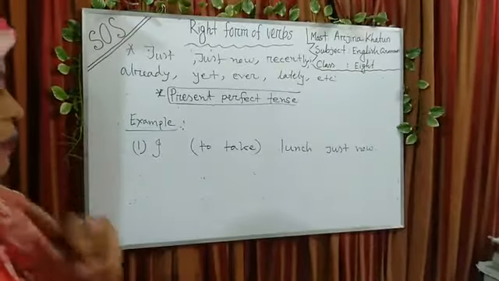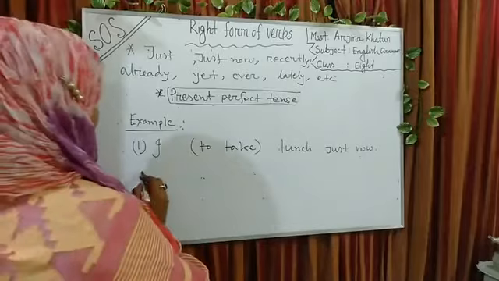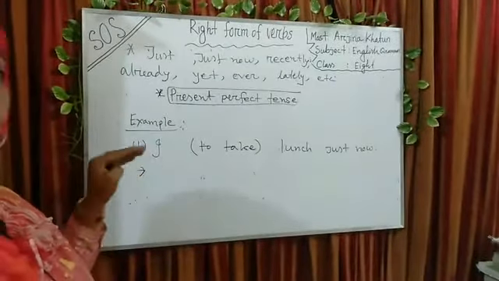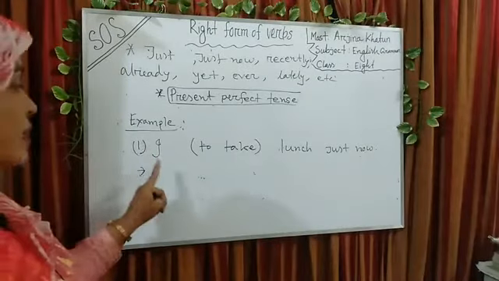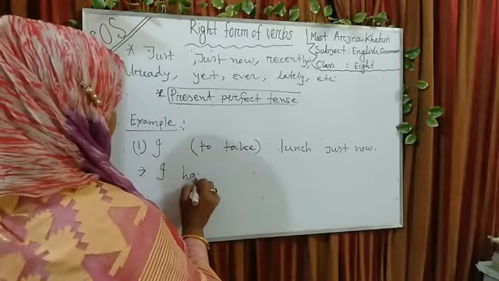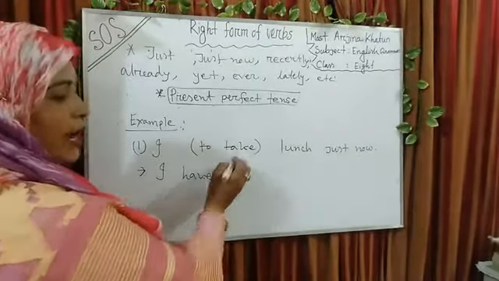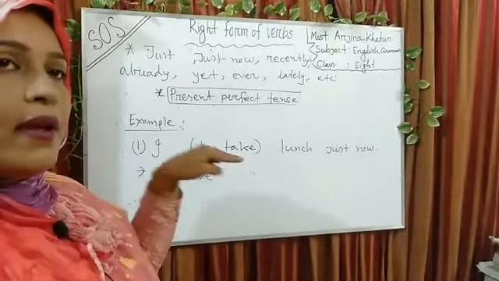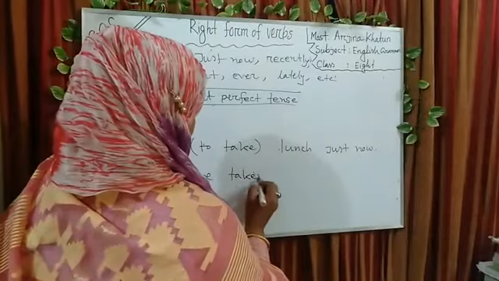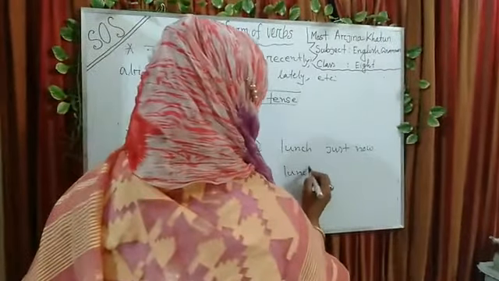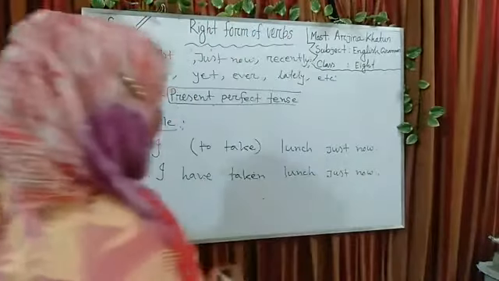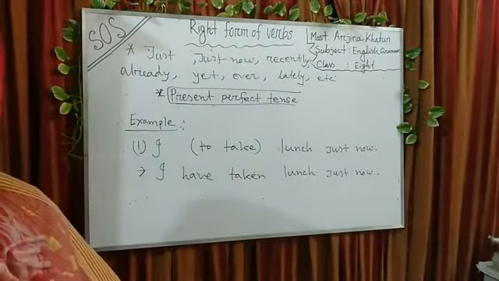I hope everybody knows, when the subject is I, obviously its helping verb is have. I have, takes, the past participle form is taken. Lunch just now. I have taken lunch just now.